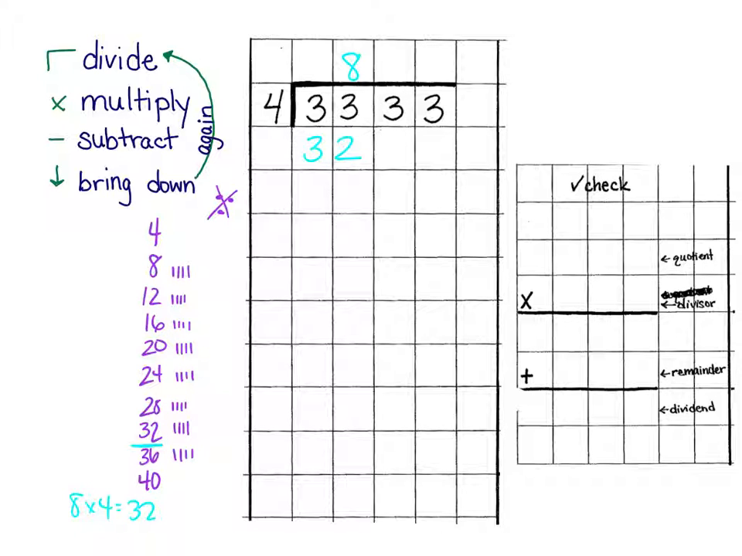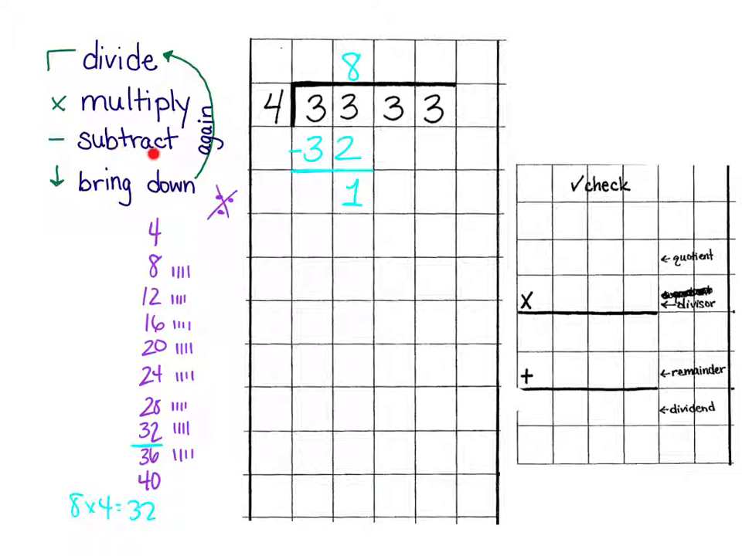32. When we subtract, that will tell us if our answer is between 1 and our divisor. So if it's 1, 2, or 3, then we divided correctly. If it's more than 4, if we got like 6 here, we would know we would need another group up here. So let's subtract. 33 minus 32 would be 1. 3 minus 2 is 1. 3 minus 3 is 0.